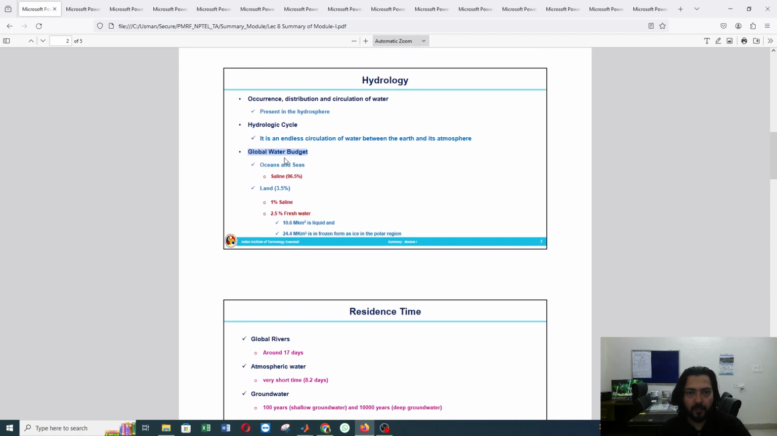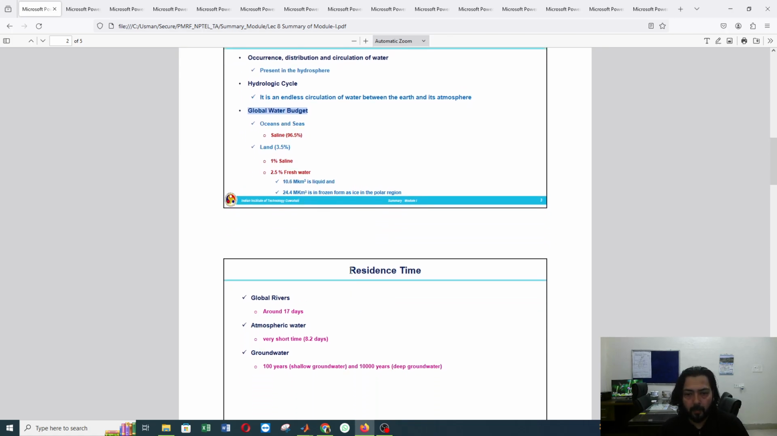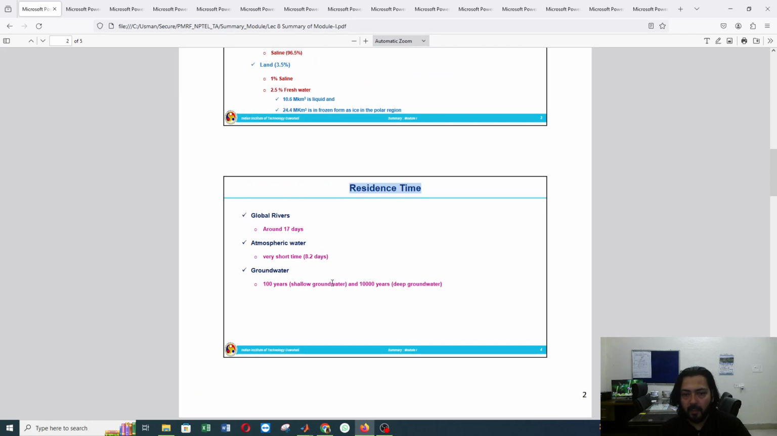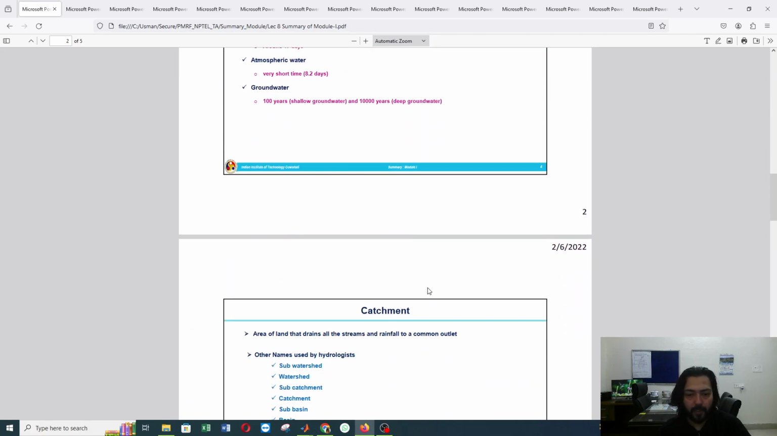Then once we covered the global water budget, we came to a very important definition of residence time. Residence time is nothing but the average time that the water is present in different phases. The average time that the water is present in the global river is around 17 days. The water which is present in the atmosphere is for a very short period of time, that is 8 days. And obviously we know the groundwater flow is very slow, so it will take more time there. The residence time for groundwater is 100 years for shallow and 10,000 years for deep water.